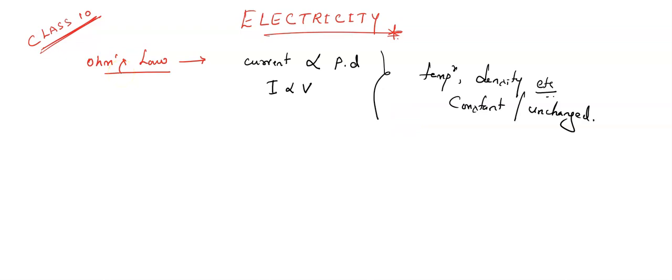So what is Ohm's law stating? The current passing through the conductor is directly proportional to potential difference. Current is directly proportional. This is called directly proportional.